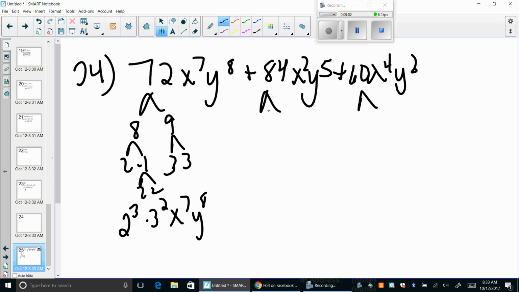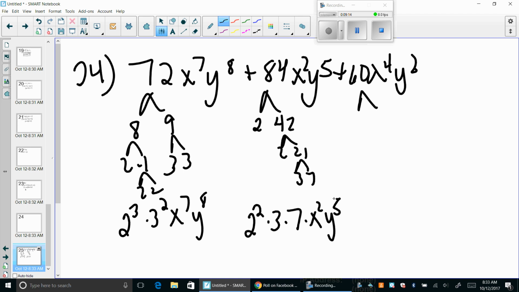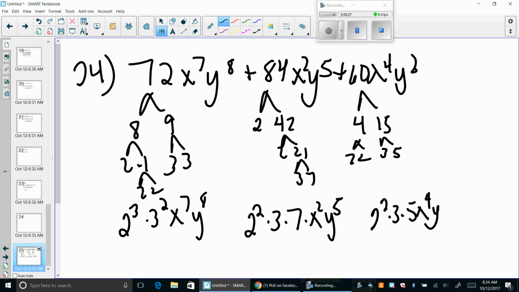So 72 is 2 cubed times 3 squared, and then I have x to the 7th and y to the 8th. 84, let's do 2 times 42, that'd be 2 times 21, and 3 times 7. So 2 squared times 3 times 7, x squared y to the 5th. And 60, I'll do 4 times 15, that's 3 times 5, and 2 times 2. So I get 2 squared, 3, and 5, and then x to the 4th, y to the 2nd.